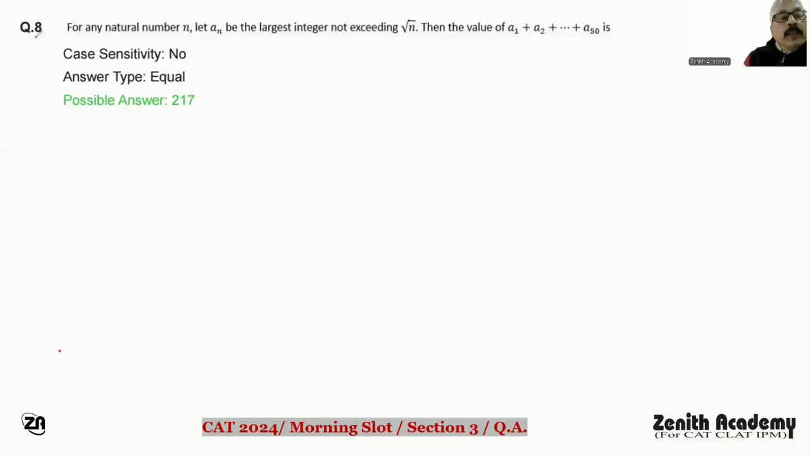Now see this question number 8. For any natural number n, let a_n be the largest integer not exceeding root n. Then the value of a1 + a2 + a3 up to a50 is to be found. Like a1, a2, a3, a4, a5, dash, dash, dash, a50.